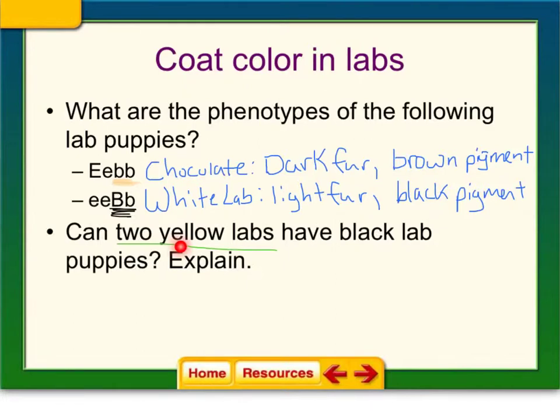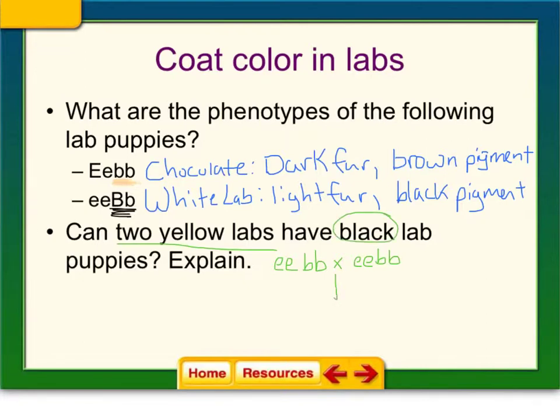Okay, for the second problem, we want to know, can two yellow labs have black lab puppies? So the first thing we need to do is write down the parents for yellow labs. A yellow lab has brown skin, brown nose, so we know that it is little b, and because it has light colored fur, we know that for the epistatic gene, it's little e. So if you have two of those, little e, little b, you can actually answer this question without doing a Punnett square. We want to know, can they have black puppies?